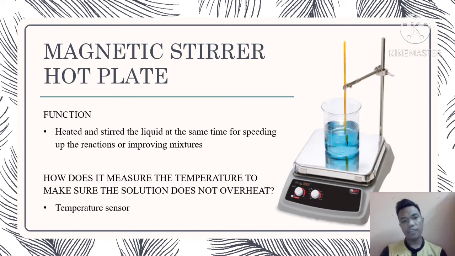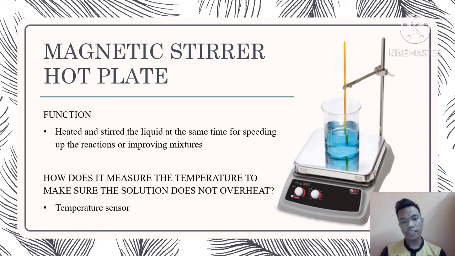What is the sensor that is used in the magnetic stirrer hot plate? The sensor that is used in the magnetic stirrer hot plate is a temperature sensor. A temperature sensor is an electronic device that measures the temperature of its environment and converts the input data into electronic data to record, monitor, or signal temperature change.